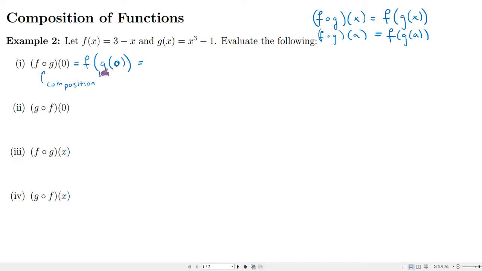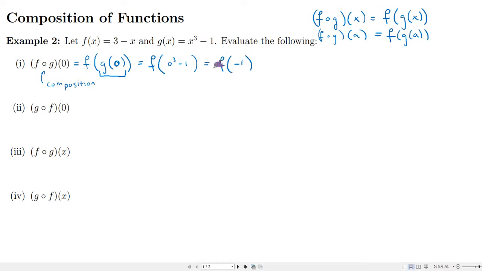Well, we're going to figure out what is that inside value. So f of, and now you have to look at what is the g function. G is x cubed minus 1. So we're just going to take our 0 and plug it in here. And so we'll have 0 cubed minus 1. So that'll give us minus 1.